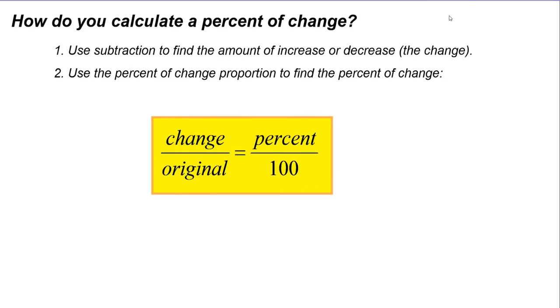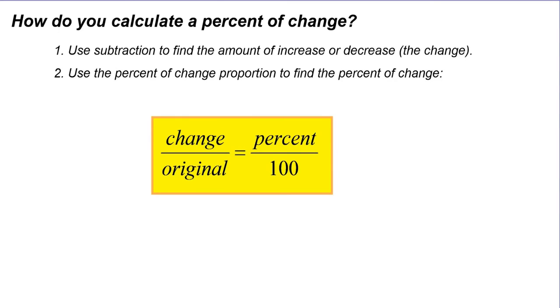So how do you calculate a percent of change? Well, we're going to use a proportion. Hopefully you should be comfortable solving proportions at this point, and we're going to use a proportion to calculate a percent of change. The first thing we want to do is use subtraction to find the amount of increase or decrease. That's going to be the change. So we're going to subtract the original amount and the new amount to find out how much something has changed. And then we're going to use the percent of change proportion to find the percent of change.